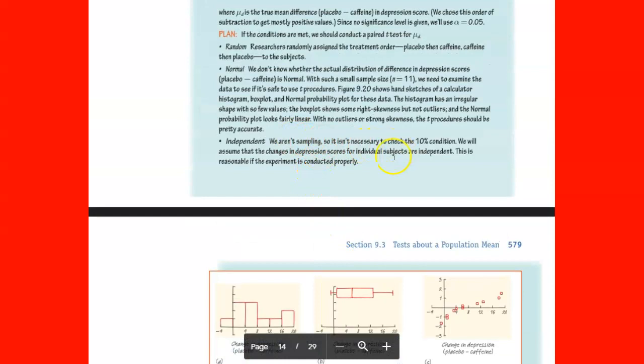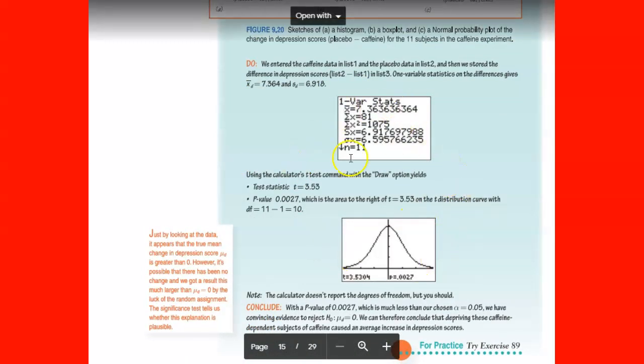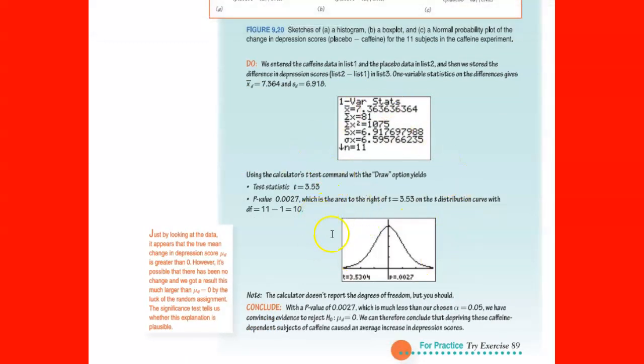Independence: we aren't sampling, it's each person against themselves, so the 10% rule doesn't even make sense here, because it's these 11 people. But we are saying that the treatments are independent of each other. The depression scores for each person are independent from the others. So that check for independence is a little bit weird here, but we still go ahead with it. Darren doesn't even show the calculations here in the do portion of it.